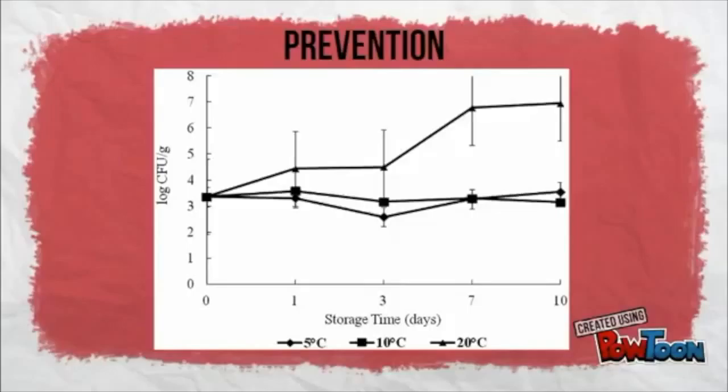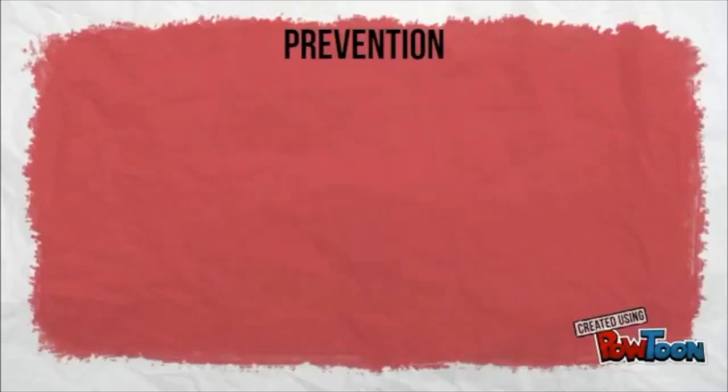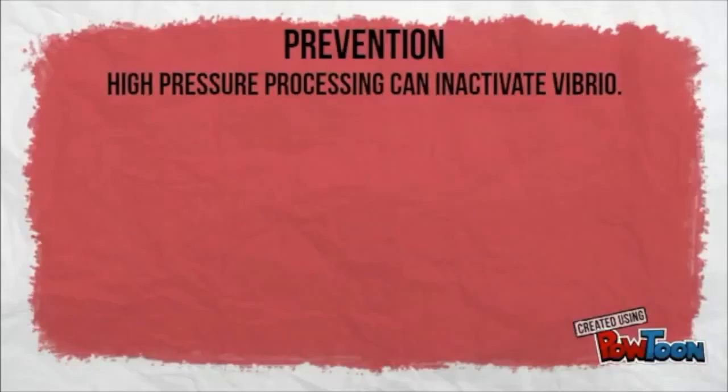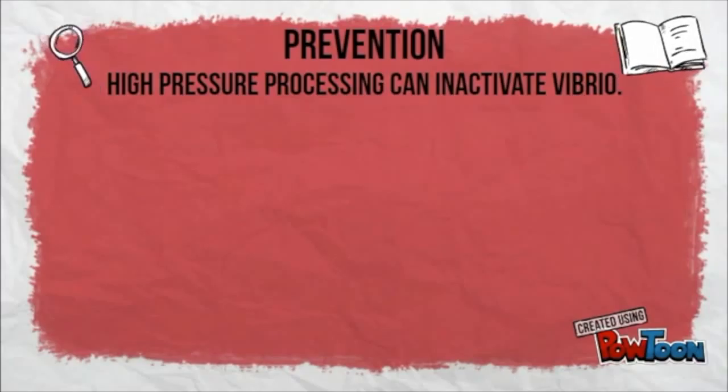This chart shows the overall growth of Vibrios from oysters over a 10-day period at varying temperatures. The least amount of growth was seen between 5 and 10 degrees Celsius, showing that storing oysters at the correct temperature lowers a consumer's risk of contracting Vibrio. Another way Vibrio is being prevented in shellfish is through high-pressure processing. This accomplishes 2 things. It inactivates the Vibrio so the shellfish are safe to eat, and it denatures the proteins so that the mollusk open up for easy consumption.